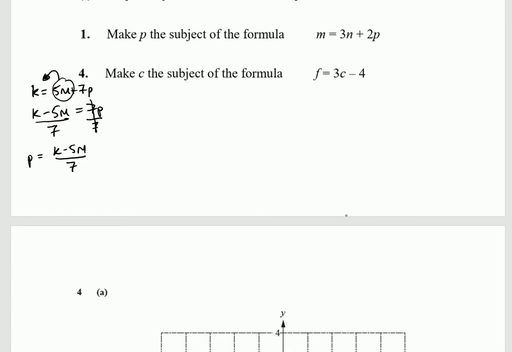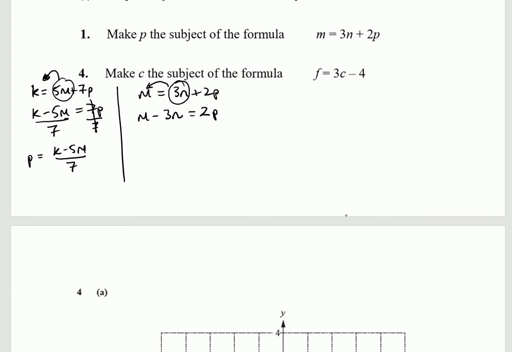Let's have a look at the next one. We have to make p the subject of this formula. M equals 3n plus 2p. I imagine that everything else is a number apart from p. So the 3n is just some number. I'm going to grab it and move it to the other side with this other number. When it goes over the equals sign, it becomes a minus. So I've got m minus 3n equals 2p.